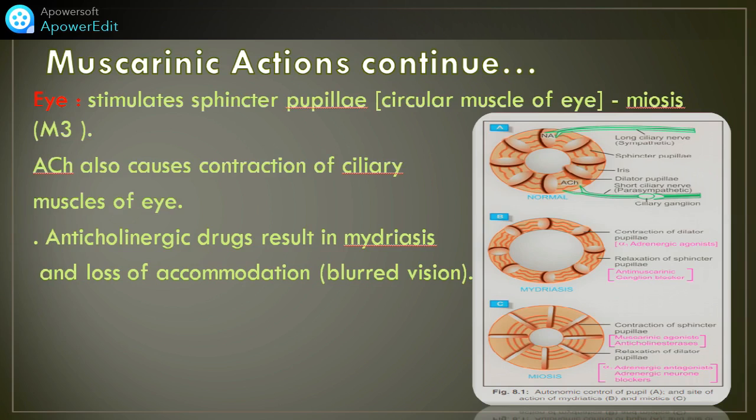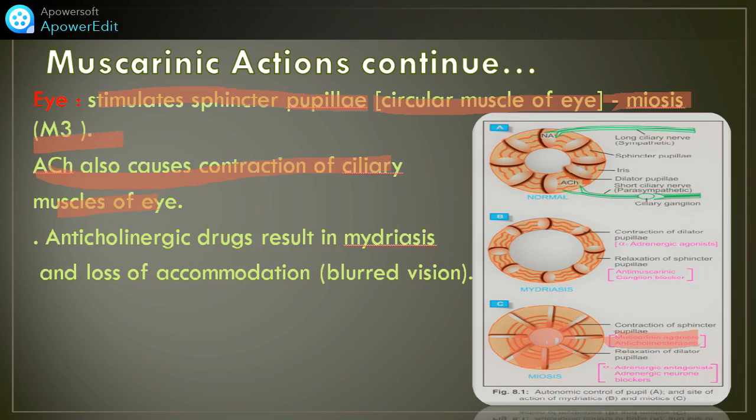Muscarinic actions on eye. It stimulates the sphincter pupillae, the circular muscles of the eye, and results in miosis. This action is via M3 receptor. ACh also causes contraction of the ciliary muscles of the eye. In this image we have seen here, it causes miosis.